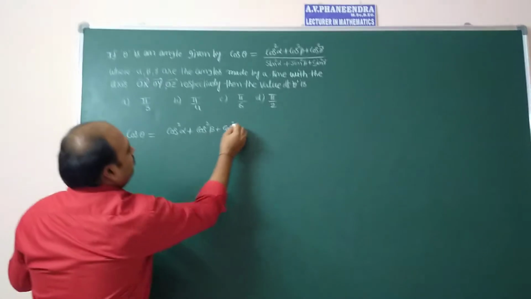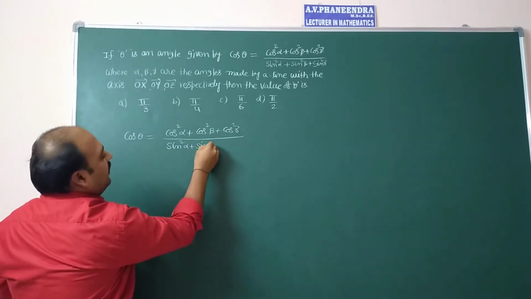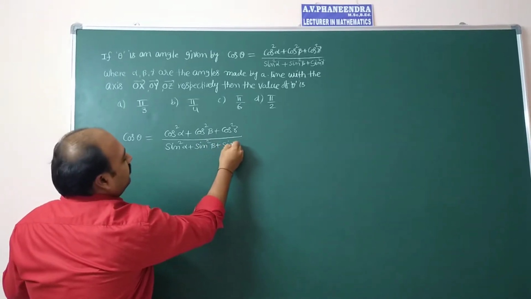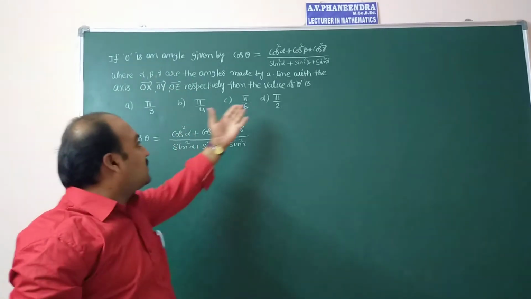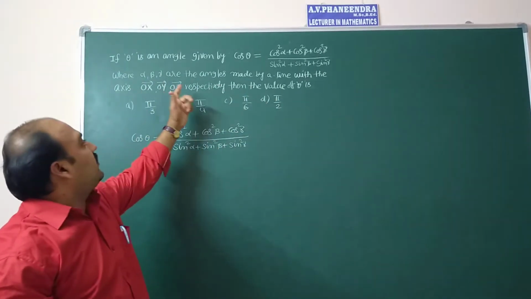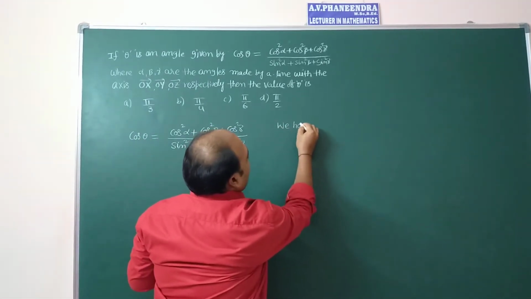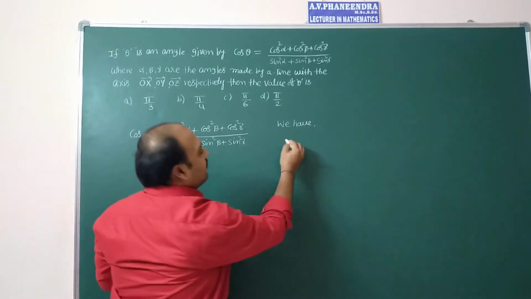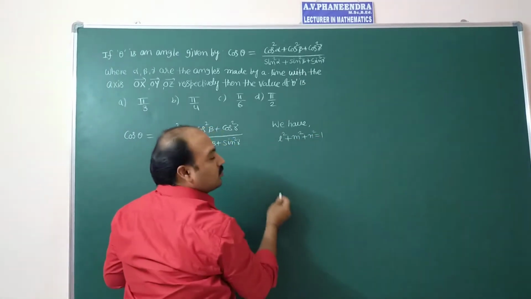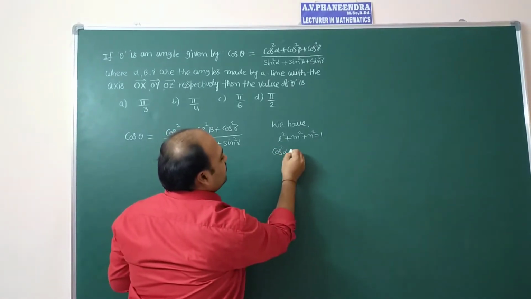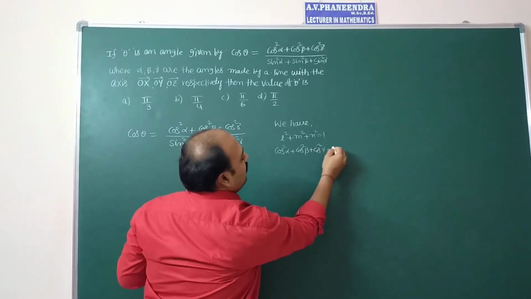Now, the first given condition: cos theta is equal to cos square alpha plus cos square beta plus cos square gamma divided by sin square alpha plus sin square beta plus sin square gamma. Whenever alpha, beta, gamma are the angles made by the line with OX, OY, OZ respectively, we have the standard result from direction cosines: L square plus M square plus N square is equal to 1, where L, M, N are the direction cosines denoted by cos alpha, cos beta, cos gamma. Therefore, cos square alpha plus cos square beta plus cos square gamma is equal to 1.